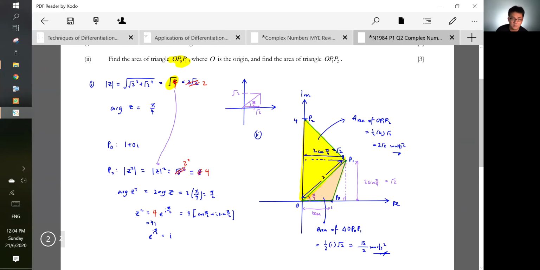So 3 marks, pass your question. I think it's okay. I think it's not too bad, this part.